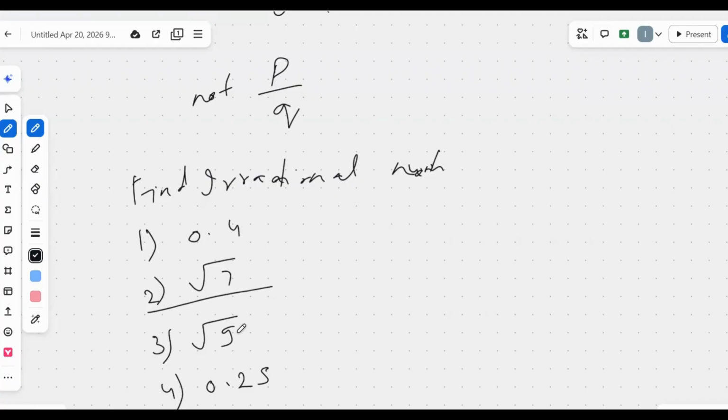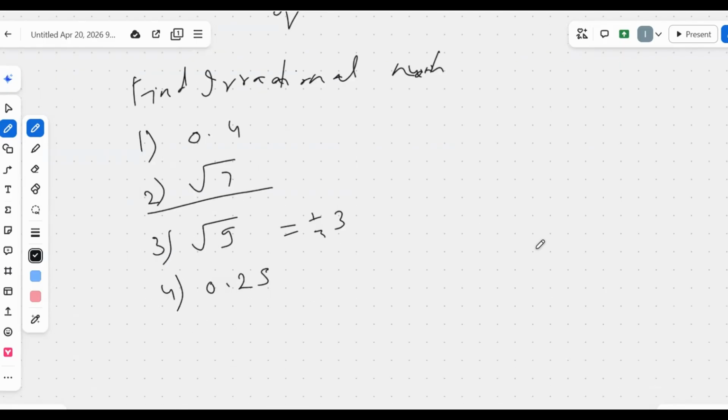Can you tell me why root 9 is not going to be your rational number? Because root 9 equals 3, a perfect square. For this one, it can be written as plus minus 3. Okay, the rest of all are rational numbers, except this one.